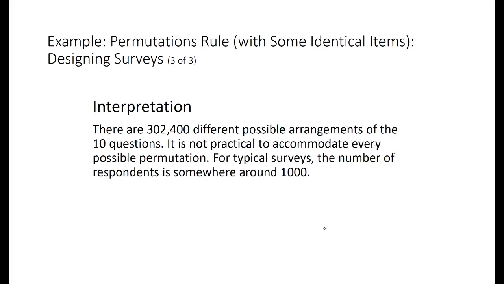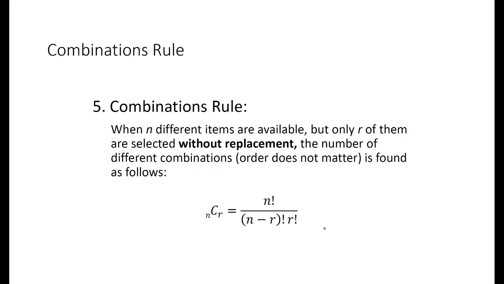Interpretation. There are 302,400 different possible arrangements of the 10 questions. It is not practical to accommodate every possible permutation. For a typical survey, the number of respondents is somewhere around 1,000.